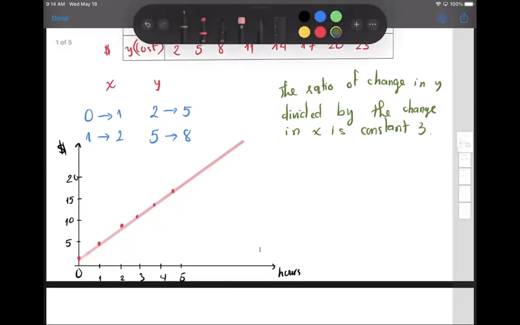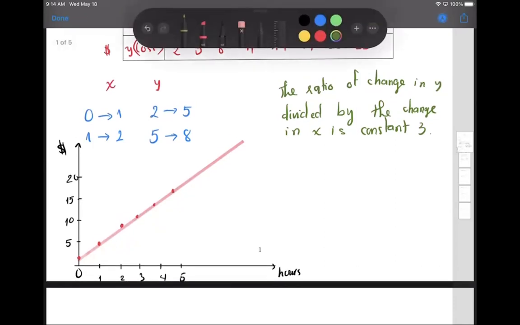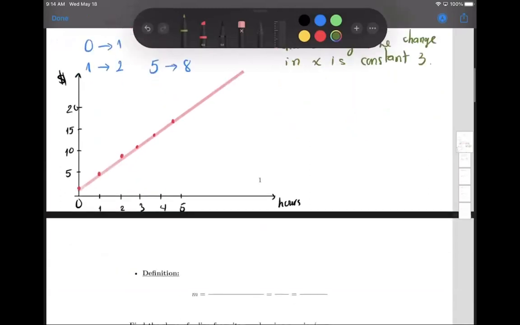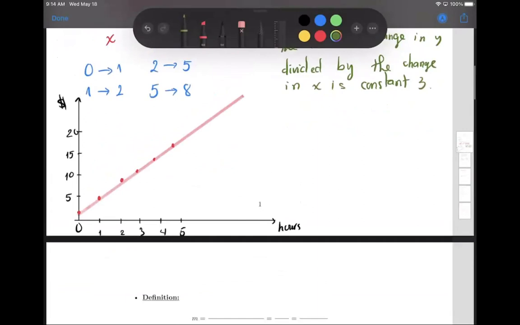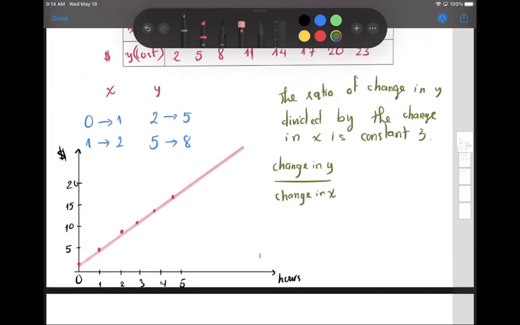So if I can write it in math terms, I can say change in y divided by change in x. I'm going to give you some math notation here. It's called delta y over delta x. Delta means change, the exact change of two numbers. Delta is just a letter of the Greek alphabet. You don't have to know it, just FYI.